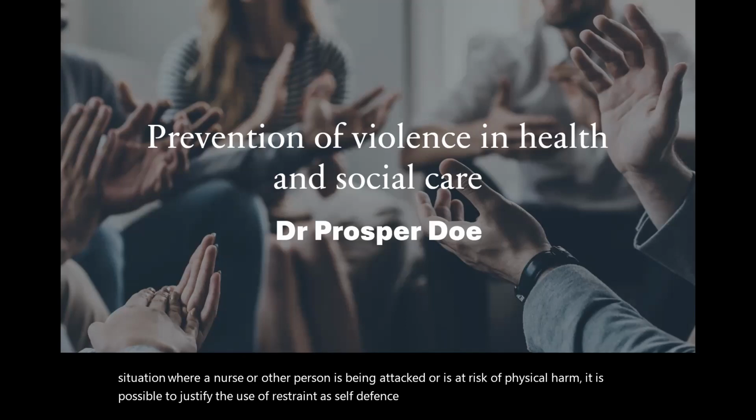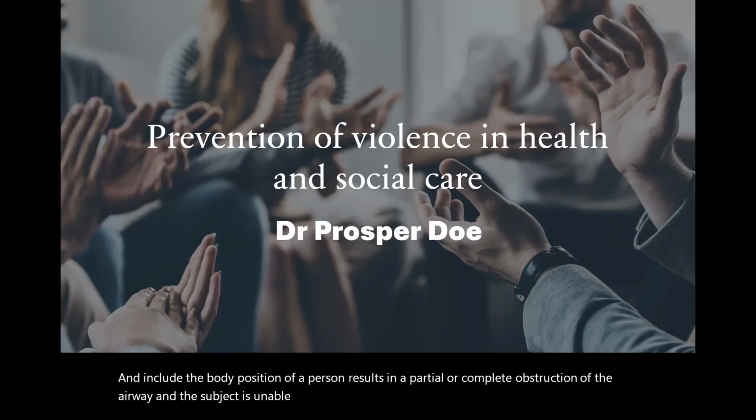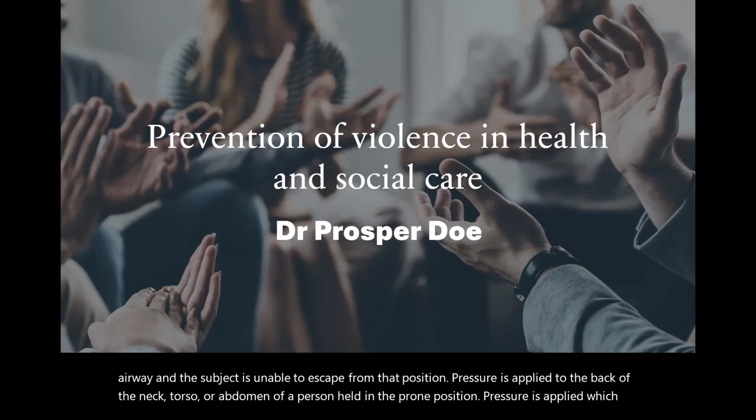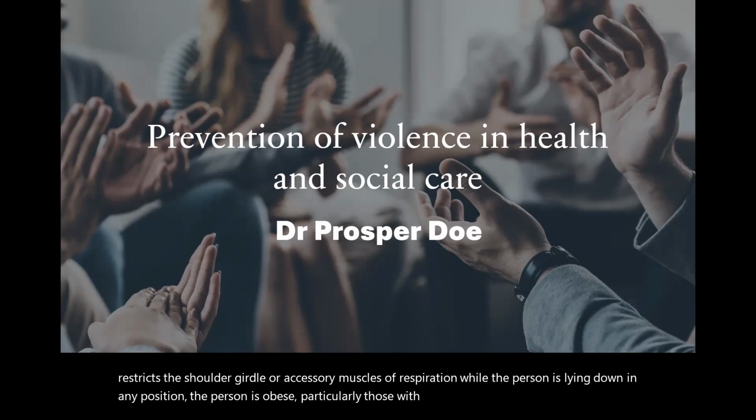Principal risk factors that can contribute to death during restraint can include: the body position of a person results in a partial or complete obstruction of the airway and the subject is unable to escape from that position. Pressure is applied to the back of the neck, torso, or abdomen of a person held in the prone position. Pressure is applied which restricts the shoulder girdle or accessory muscles of respiration while the person is lying down in any position. The person is obese, particularly those with large stomachs and abdomens. The person is of small or light build.